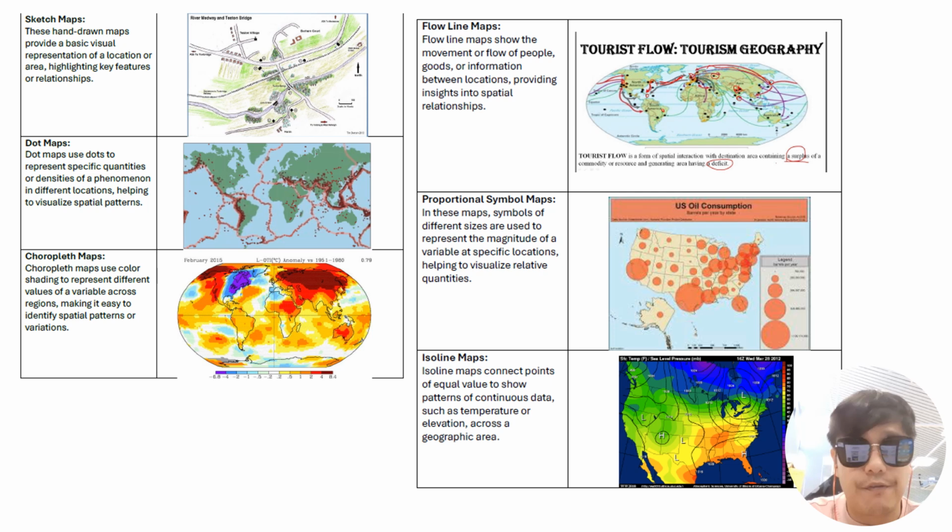For choropleth maps, this is usually used for climate. As you can see here, most likely this map is about a temperature difference, maybe climate change, and so on and so forth.